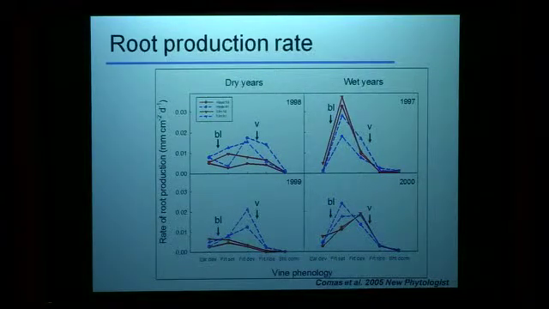But we see quite clearly that in the dry years there's very limited ability to produce roots in the dry treatments, but in the wet years and in the dry years with the irrigated treatments, their fastest rate of root growth is occurring right there between fruit set and fruit development and fruit ripening.